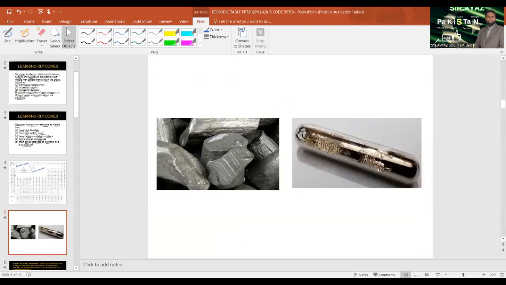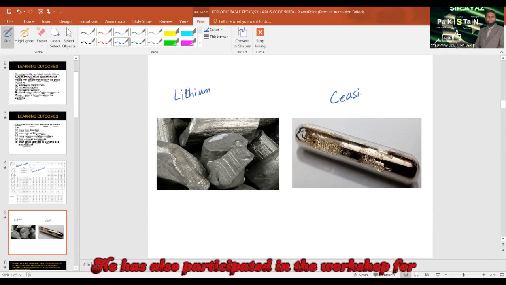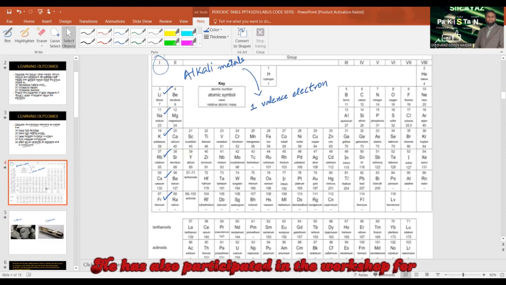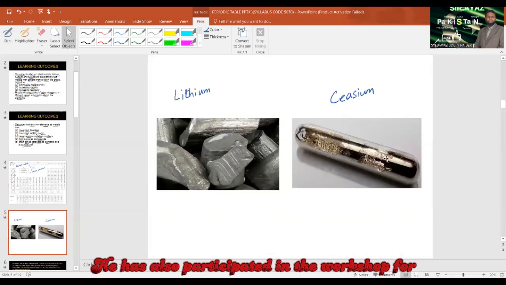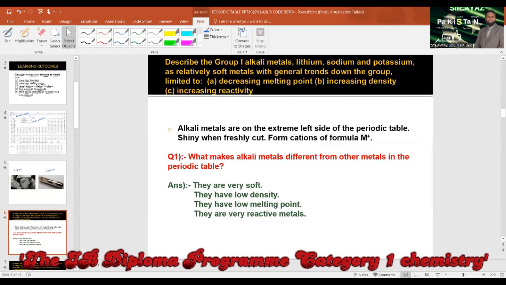So here are snaps of 2 metals from this group. On the left side, you see these are soft metals. This is lithium. And on the right hand side, it's cesium. Cesium melts on our palm because the melting point of cesium is lower than 30 degrees centigrade or around 30 degrees centigrade. So let's continue talking about these alkali metals.